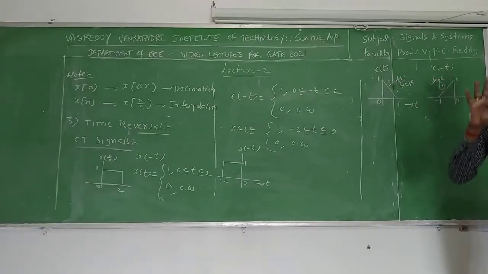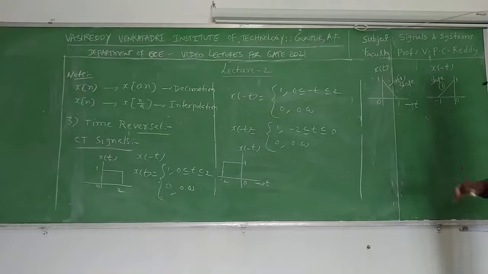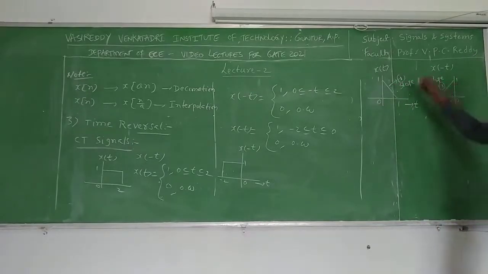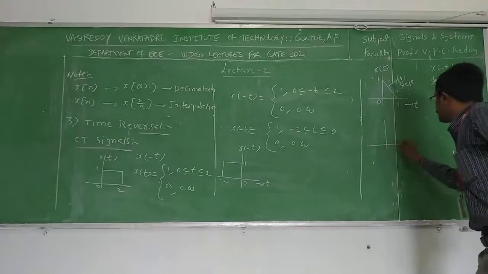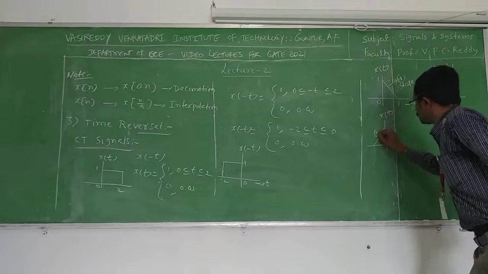Okay, so because of time reversal, the positive slope becomes negative slope and negative slope becomes positive slope. Okay, here it is negative slope, here it will be positive slope. Similarly, if you consider one more example with positive slope.